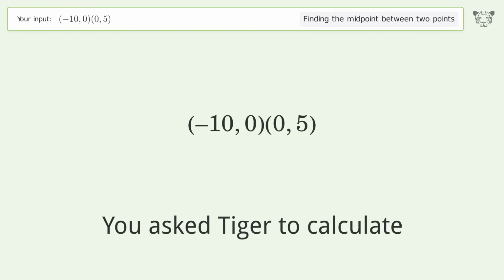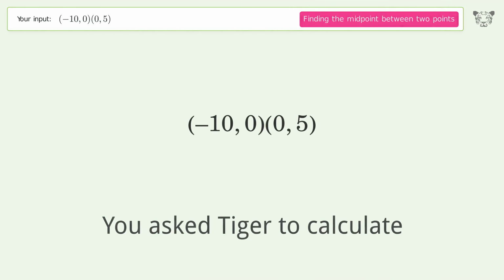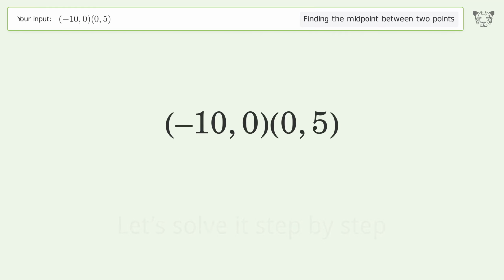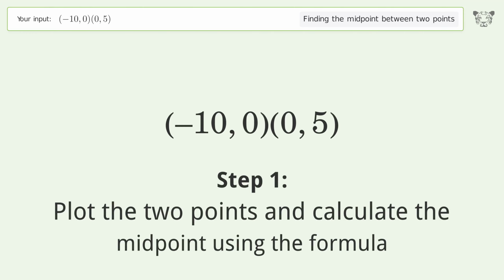You ask Tiger to calculate. This deals with finding the midpoint between 2 points. The midpoint between the 2 points is -5, 2.5. Let's solve it step by step. Plot the 2 points and calculate the midpoint using the formula.